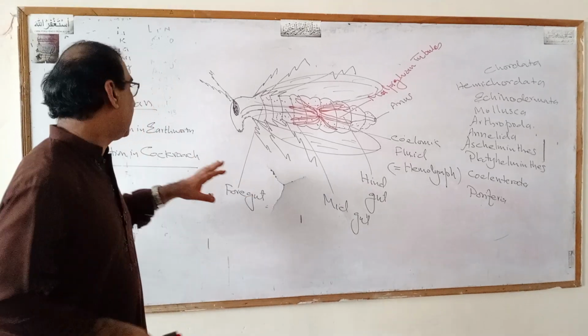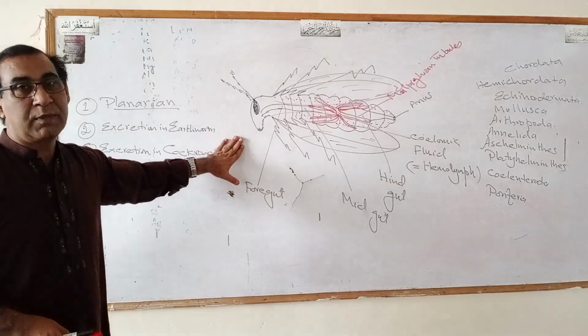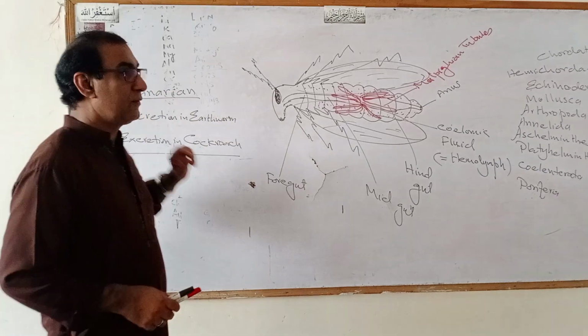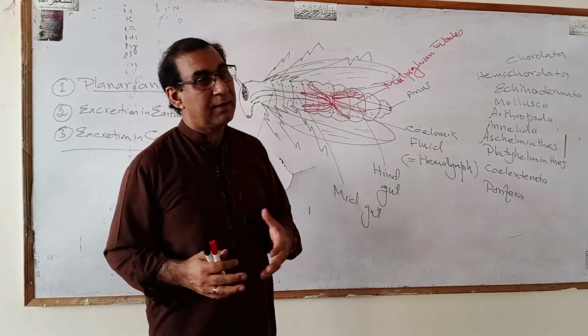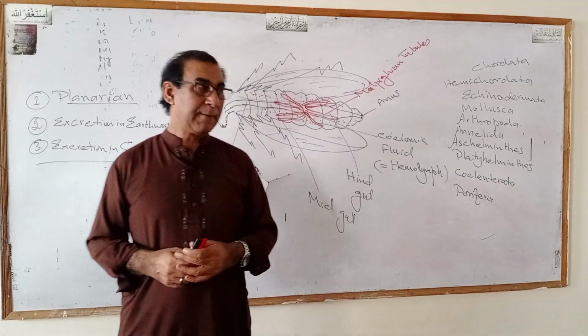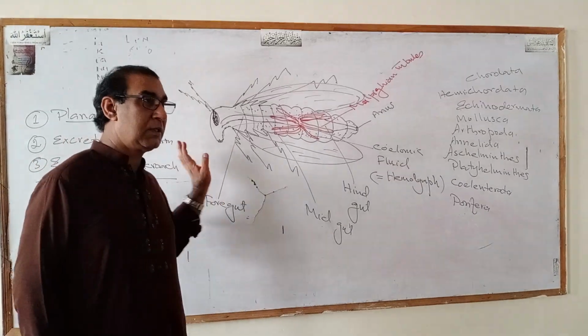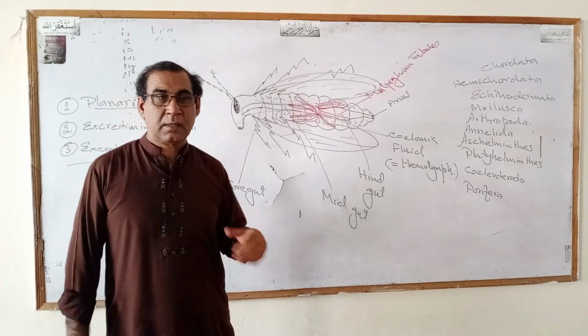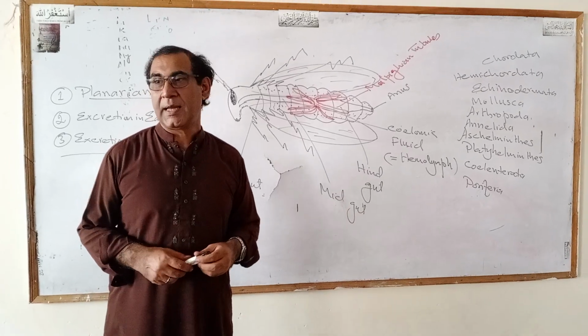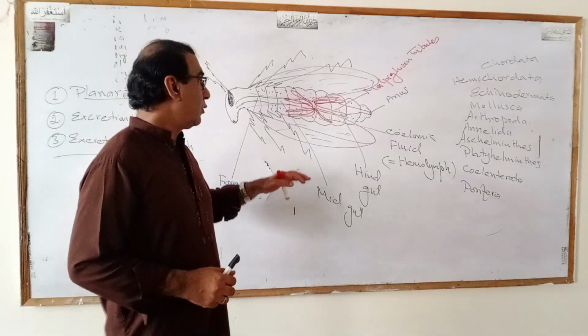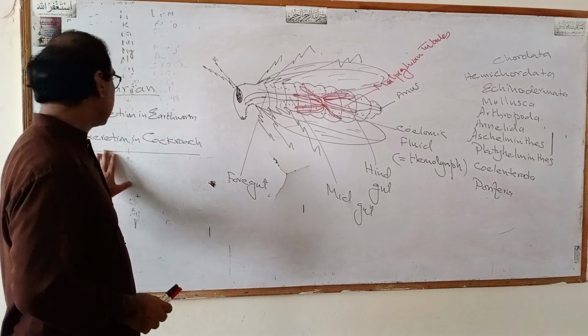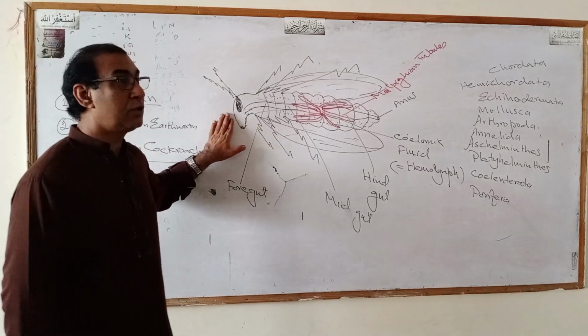We have discussed the excretion in different model animals. First we discussed the flatworms, which are Platyhelminthes, and then we discussed the excretion in earthworm, which is an annelid. And now we are going to discuss the excretion in cockroach. Cockroach is an insect.